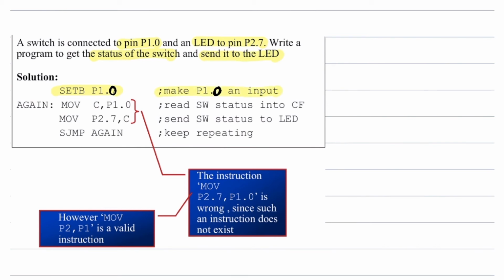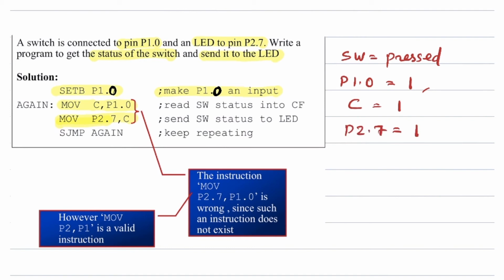And then we will read the P1.0 value, moving that value to the carry bit. So whatever the switch status is, it is now available in carry. If the switch is pressed, then P1.0 will be 1, and hence carry also will be 1. And the same carry value we are moving to P2.7 here. So here P2.7 also will become 1.